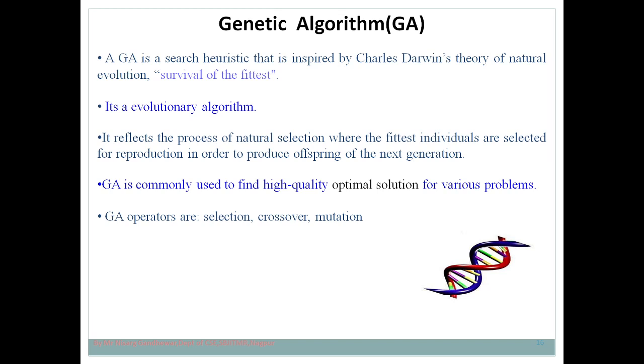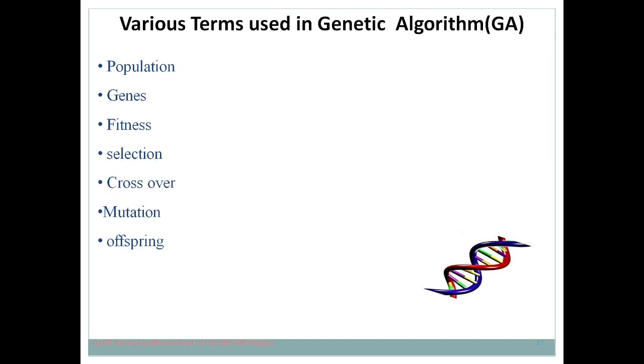Now we try to understand what are the different terms that are used in case of genetic algorithm. Population. Population means what? Population consists of individuals. Suppose in case of traveling salesman problem, initially 5 solutions exist. So 5 solutions together constitute a population. The group of individuals is nothing but a population. In our example, in case of traveling salesman problem, 5 solutions are considered as a population.